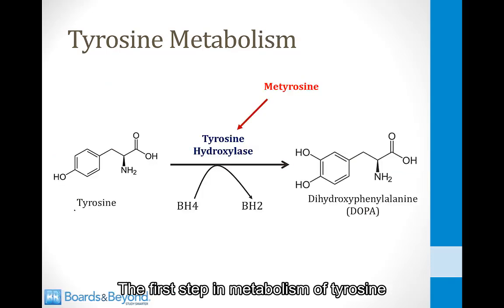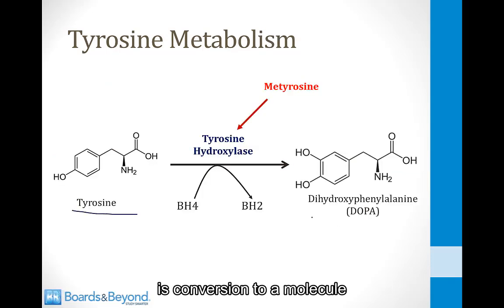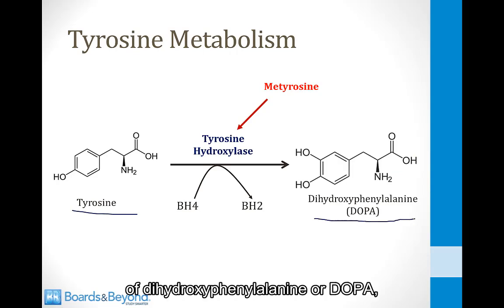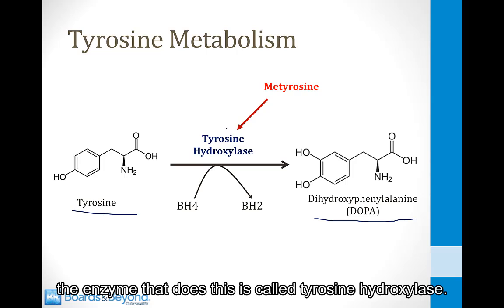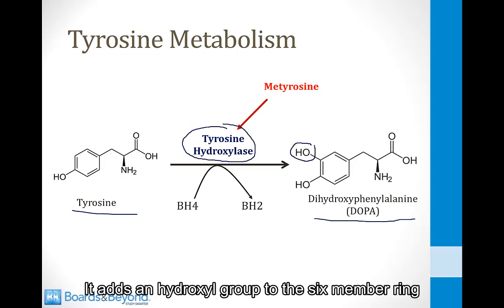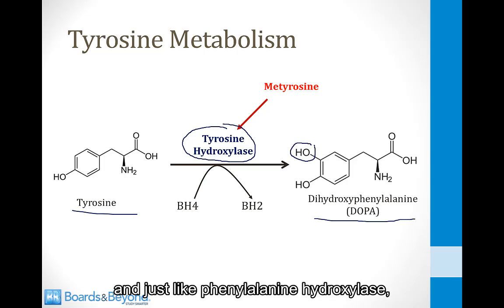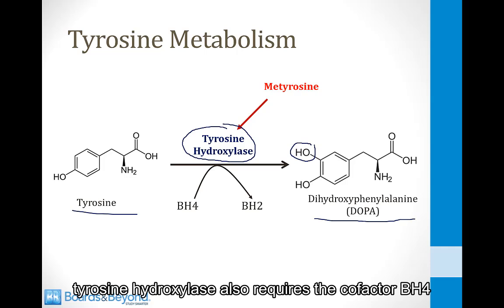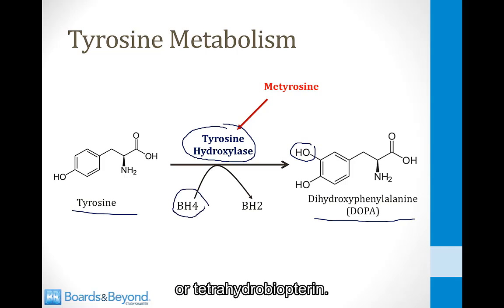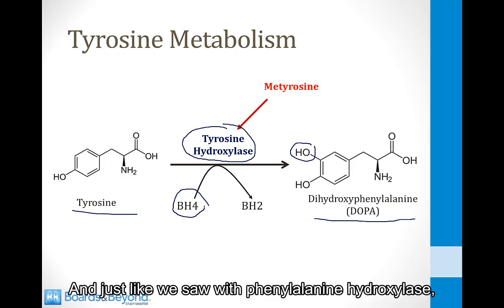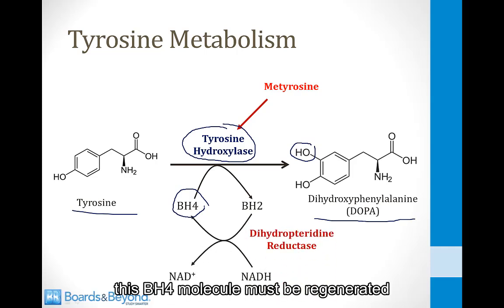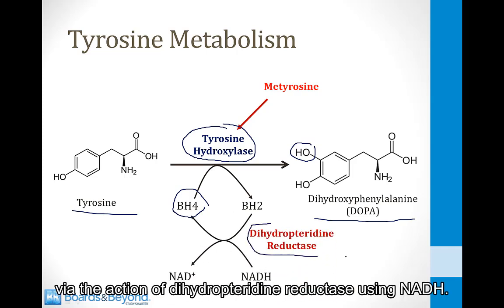The first step in metabolism of tyrosine is conversion to a molecule of dihydroxyphenylalanine, or DOPA. The enzyme that does this is called tyrosine hydroxylase. It adds a hydroxyl group to the 6-member ring, and just like phenylalanine hydroxylase, tyrosine hydroxylase also requires the cofactor BH4, or tetrahydrobiopterin. And just like we saw with phenylalanine hydroxylase, this BH4 molecule must be regenerated via the action of dihydropteridine reductase using NADH.